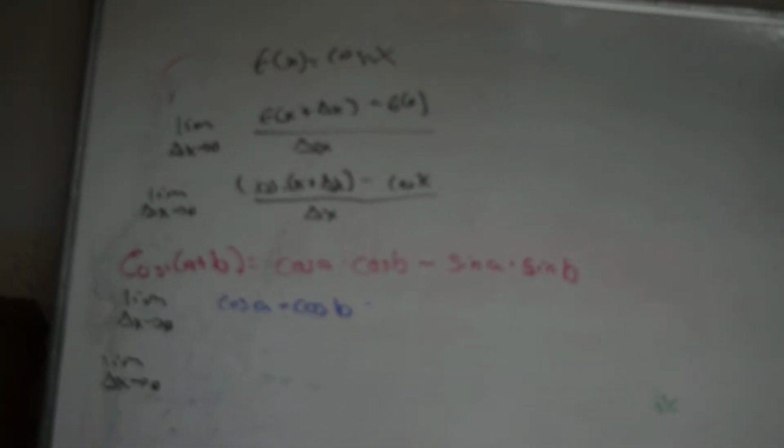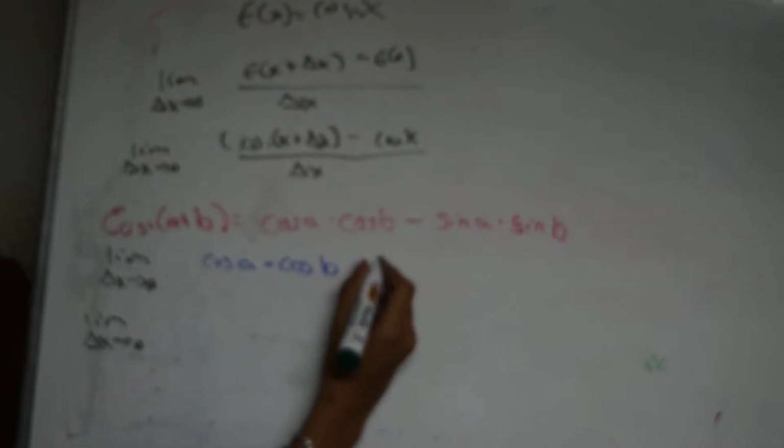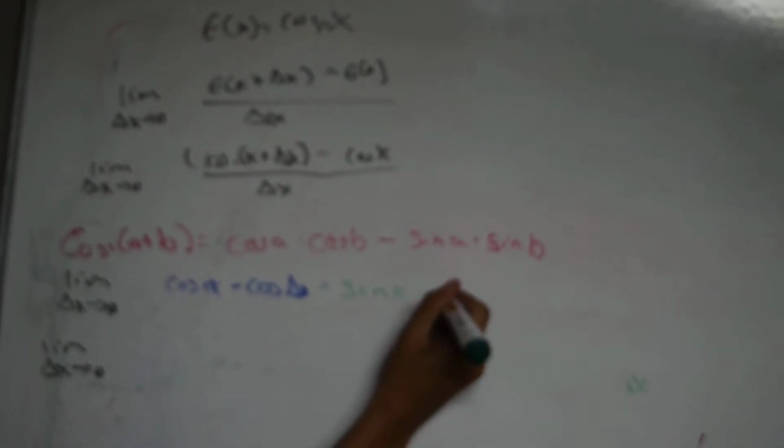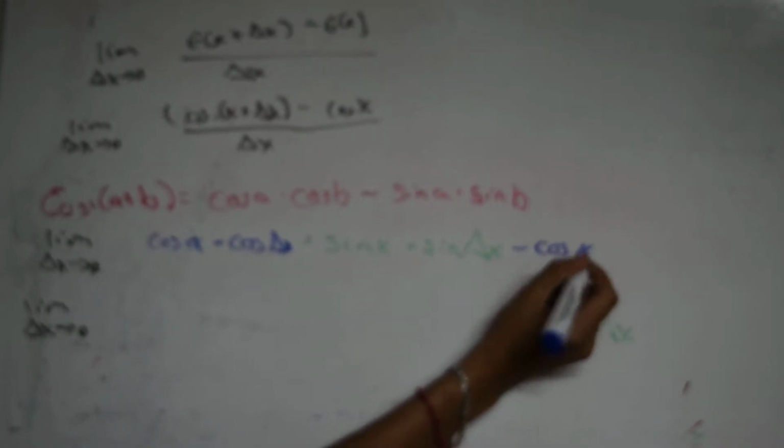okay, here it is minus the sine of, here the value of cosine is x and here is delta x, minus the sine of x by the sine of delta x, minus the cosine of x over delta x.